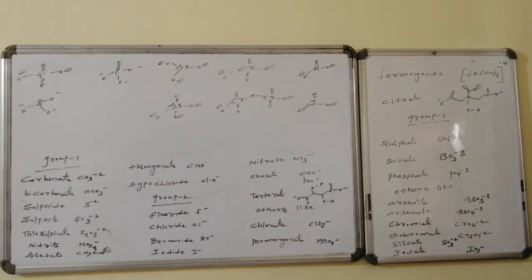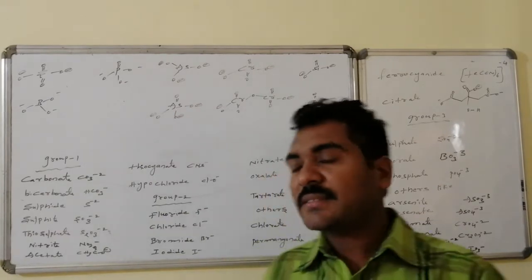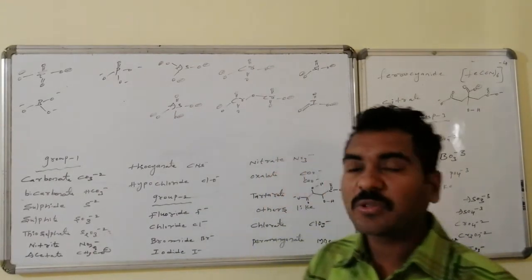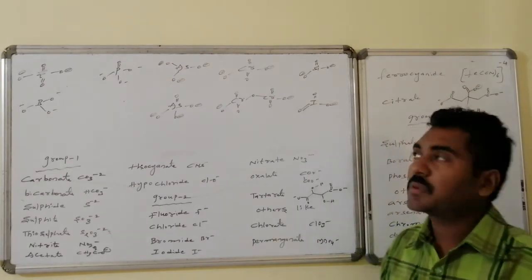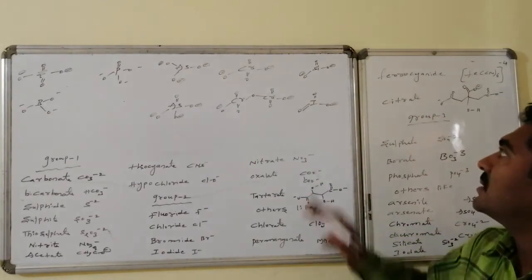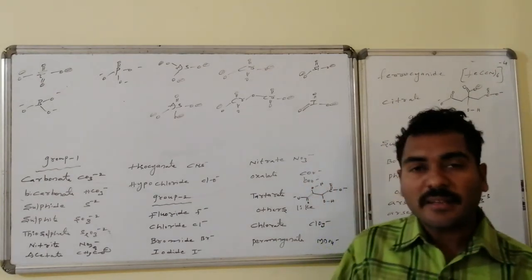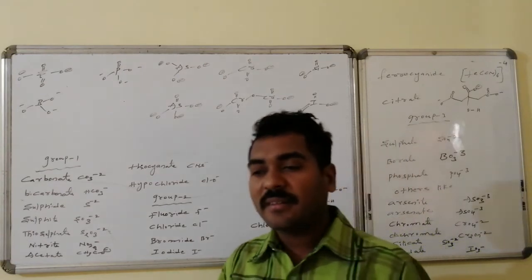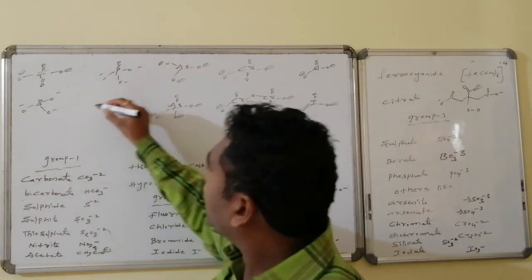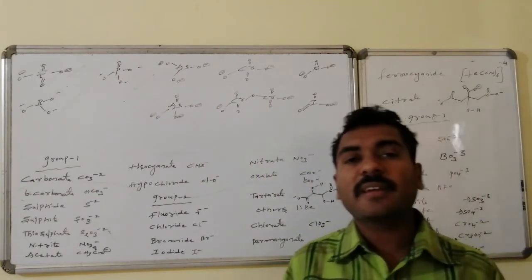The third group acidic radicals consist of sulfate, the structure of sulfate being SO4 2-, with S in the +6 oxidation state, followed by borate BO3 3-, phosphate PO4 3-, arsenate, chromate, dichromate, silicate, followed by iodate. Out of these, the important radicals eligible for practical analysis are: one is sulfate, the second is borate, and the third is phosphate. These are very important for the analysis.